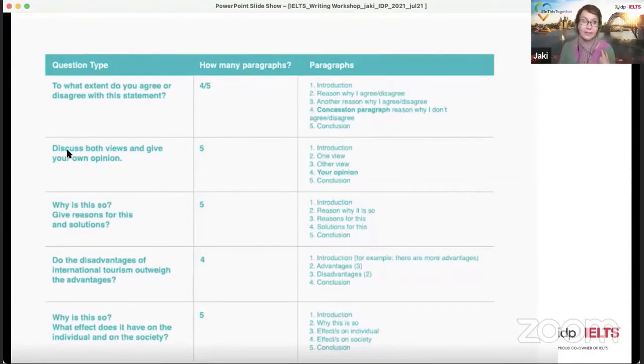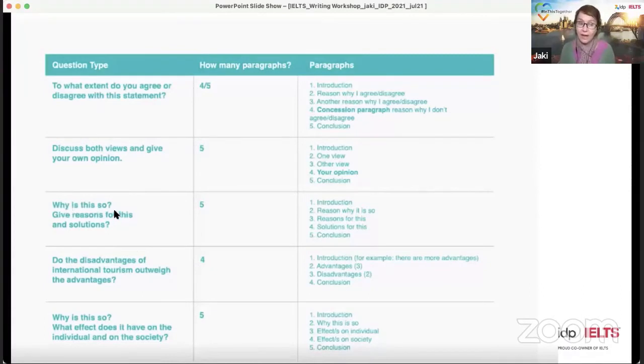This is another type. Discuss both views and give your own opinion. Introduction, one view, the other view, your opinion, conclusion. Your structure is very important in the IELTS essay. It needs to be really clear. And this will give you a good, clear structure.